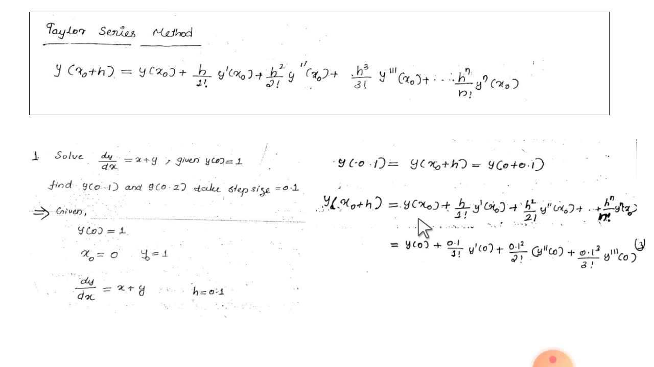So now you have to write the values. So x0 is what? 0, is it? So substitute the value 0 here. So y of x0 becomes y of 0 plus h, and h is 0.1. Substitute the value of 0.1. So 0.1 by 1 factorial into y dash of 0, since x0 equal to 0. So you have to rewrite the terms like this.